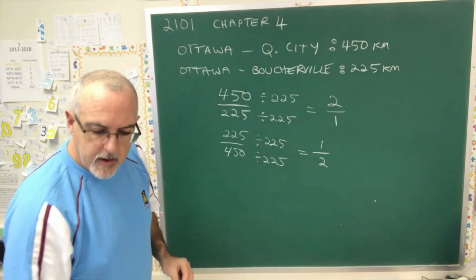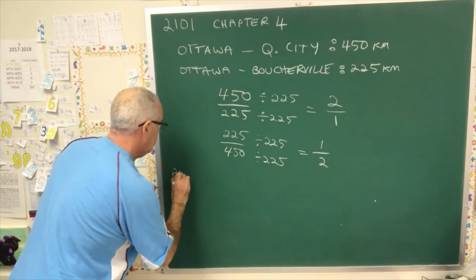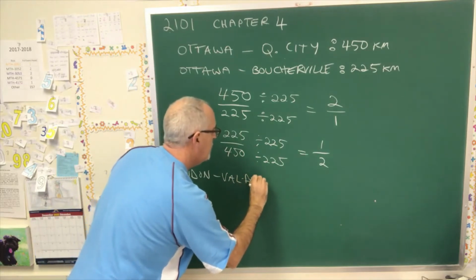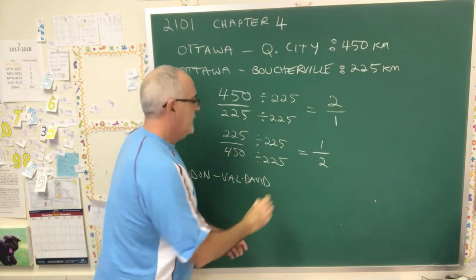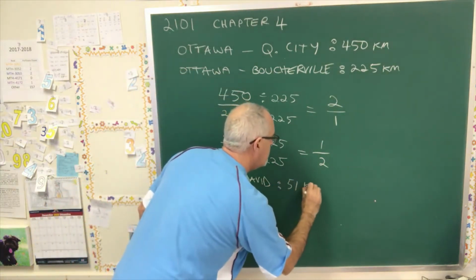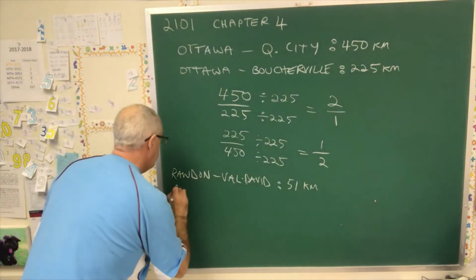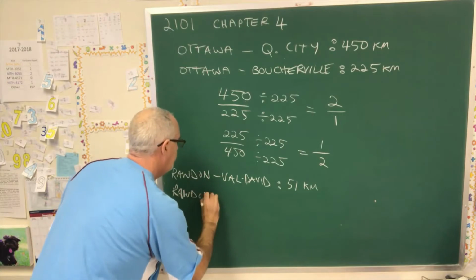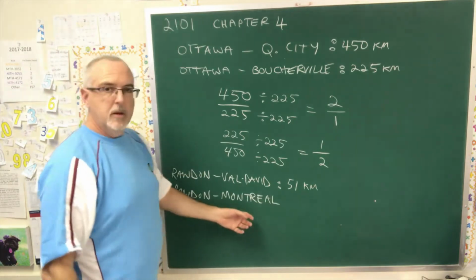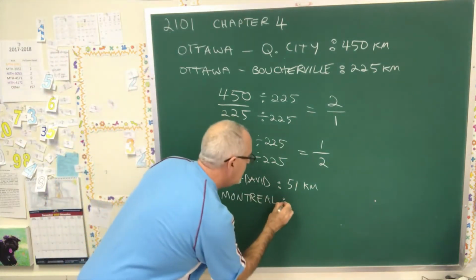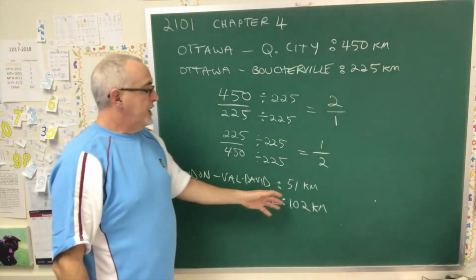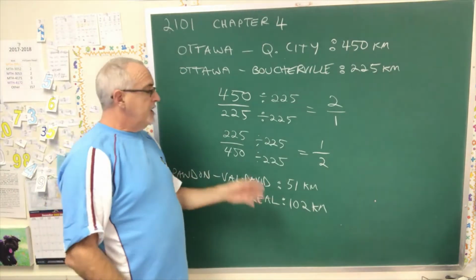How about Rawdon and Val-David? The distance is, where is it? 51 kilometers. How about Rawdon, Montreal? We have such long words in our place names in this province. It is 102 kilometers. So you can see that the teacher has carefully selected towns again to try and get clean ratios.